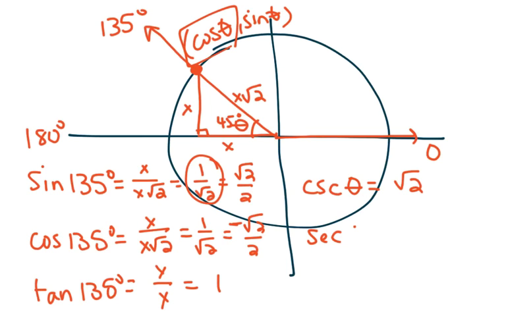The reciprocal of cosine is secant. That's going to be negative square root of 2, because if this is negative, then its reciprocal is negative. And cotangent, the reciprocal of 1 is 1. And those would be your 6 trigonometric functions.